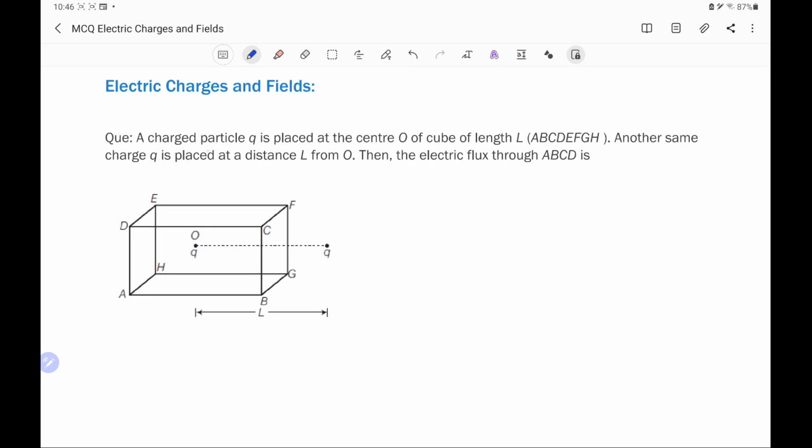Next question is: a charged particle q is placed at the center O of the cube of length L, with vertices A, B, C, D, E, F, G, H. So this is the charge which is at the center of the cube. Another same charge Q is placed at a distance L from the point O. So another charge Q is outside this cube. Then what is the electric flux through ABCD? If we mark this ABCD, this is the surface through which we have to find the flux.